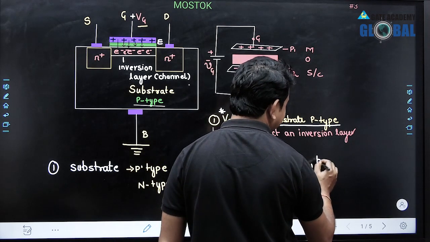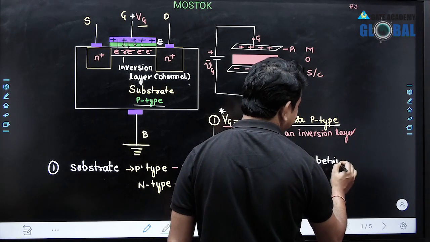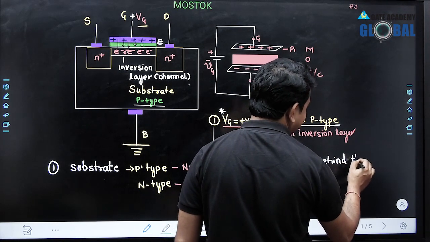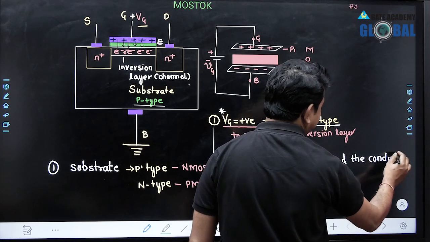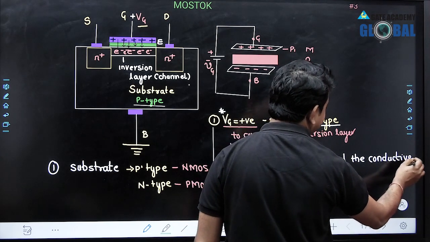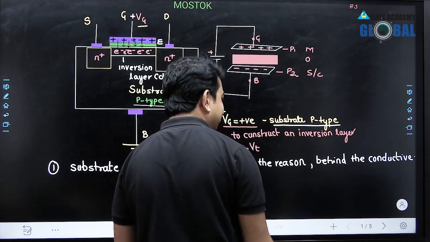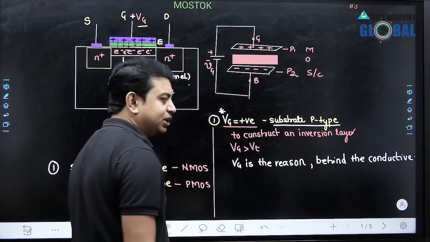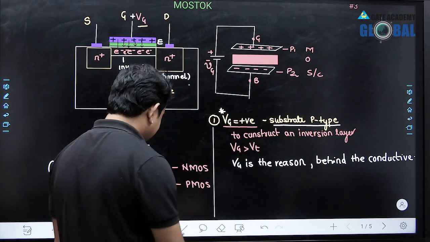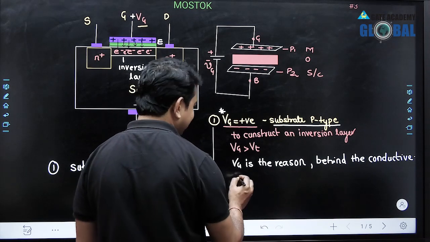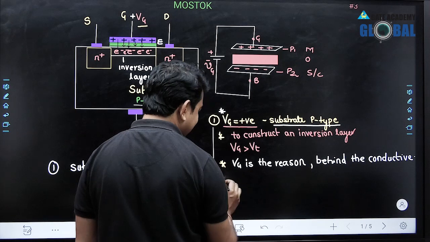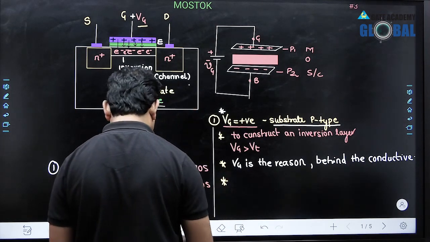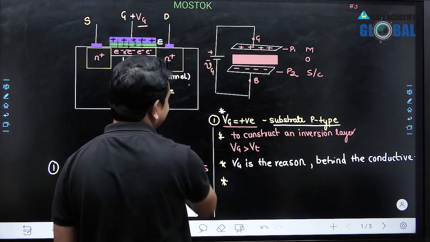Vd is the reason behind the conductive channel. So we have seen that to make a conductive path, we have to apply a voltage at the gate terminal, and by using this gate terminal, we just enhance the conductivity of the channel.